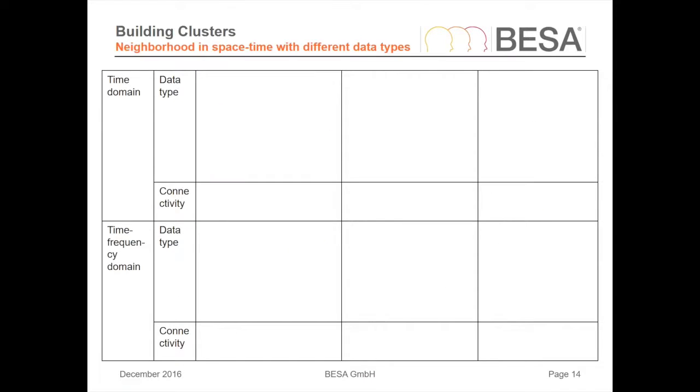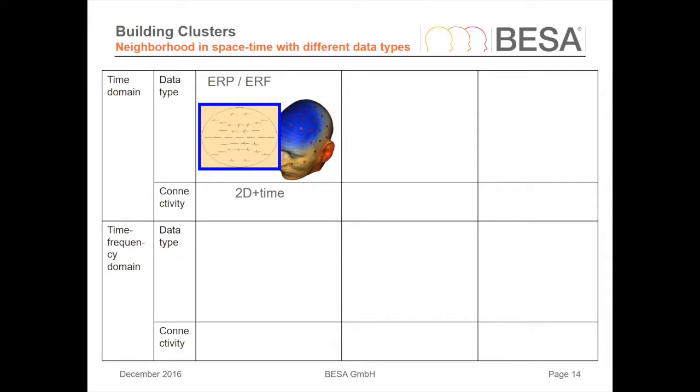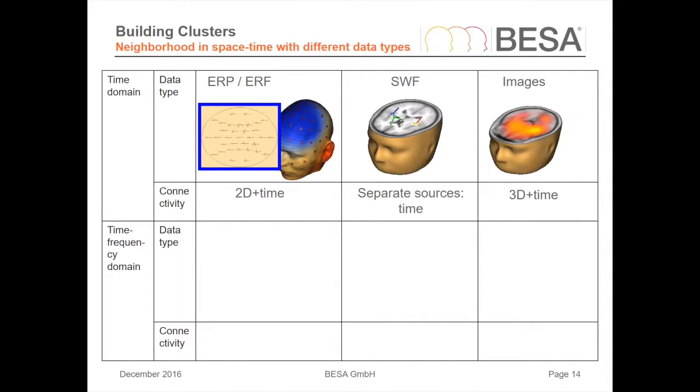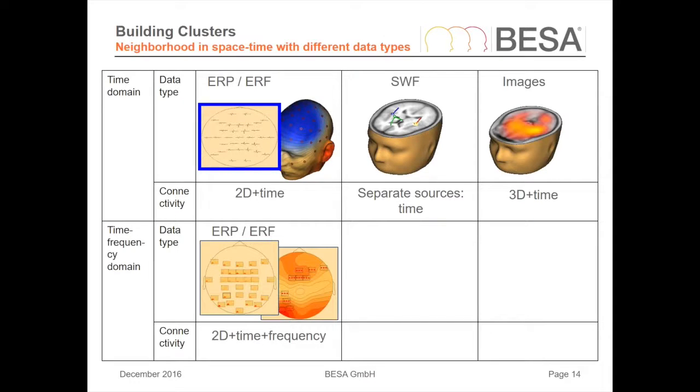BESA Statistics supports data in the time domain and also in the time frequency domain. For the time domain, one extra dimension is added in the cluster neighborhood relationship, which is time. So for an image data set, for example, there will be 4 dimensions in which a cluster may grow: the 3D spatial neighborhood and the time dimension. For the time frequency domain, 2 extra dimensions are added, time and frequency. In a 2-dimensional spatial neighborhood, for example, ERP or ERF data, there will again be 4 dimensions possible for the cluster connectivity.